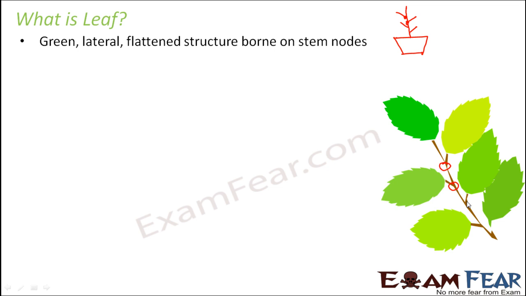So leaves are present on the nodes. From the nodes only you will have new leaves. And they are green in color. They are flattened structures, like a piece of paper. Similarly you have the leaf. However, the size and shape of the leaves vary from plant to plant.